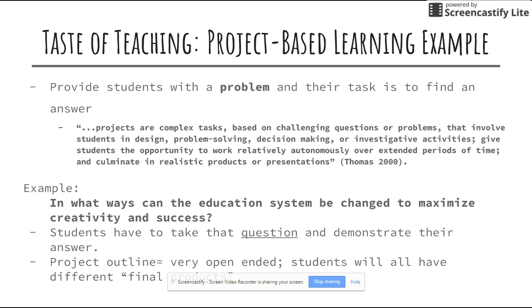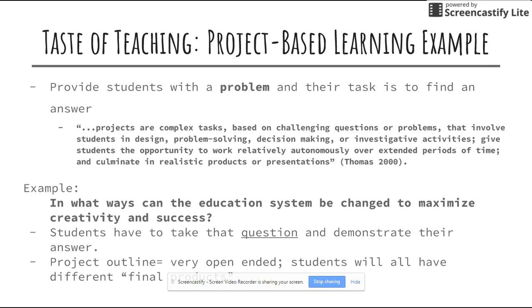The second instructional approach, as we discussed before, is project-based learning. So again, I'm using my Taste of Teaching class as an example for this. This is when you provide students with a problem and their task is to find an answer. As stated by Thomas, projects are complex tasks based on challenging questions or problems that involve students in design, problem solving, decision making, or investigative activities, give the students the opportunity to work relatively autonomously over extended periods of time, and culminate in realistic products or presentations. As you can see in this little definition from Thomas, you see the word problem solving in there.